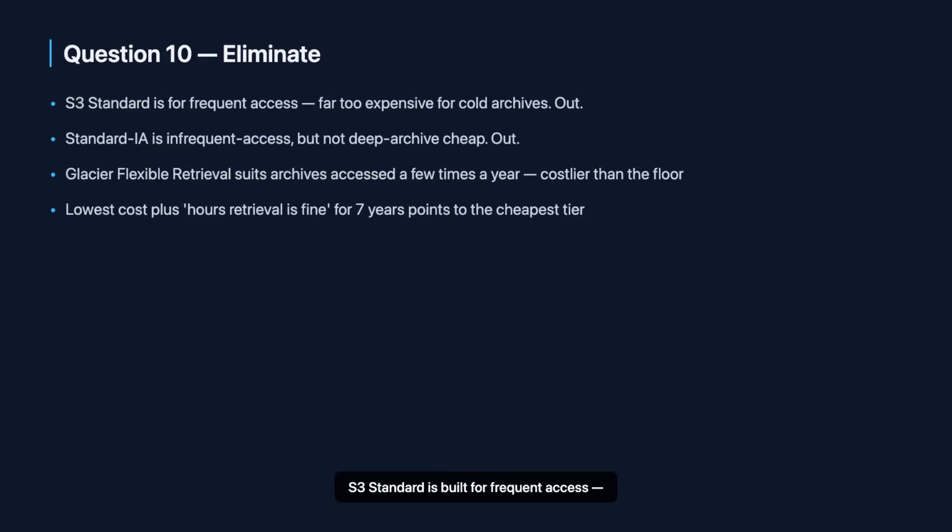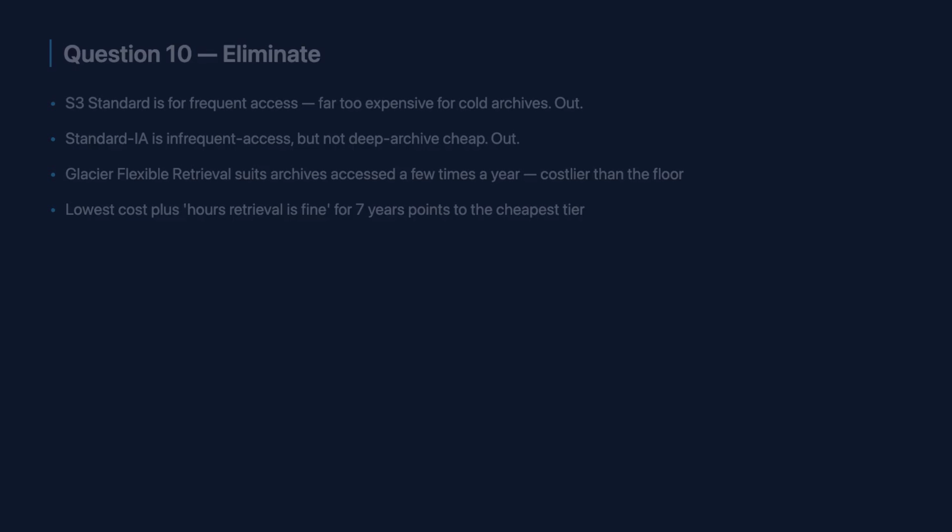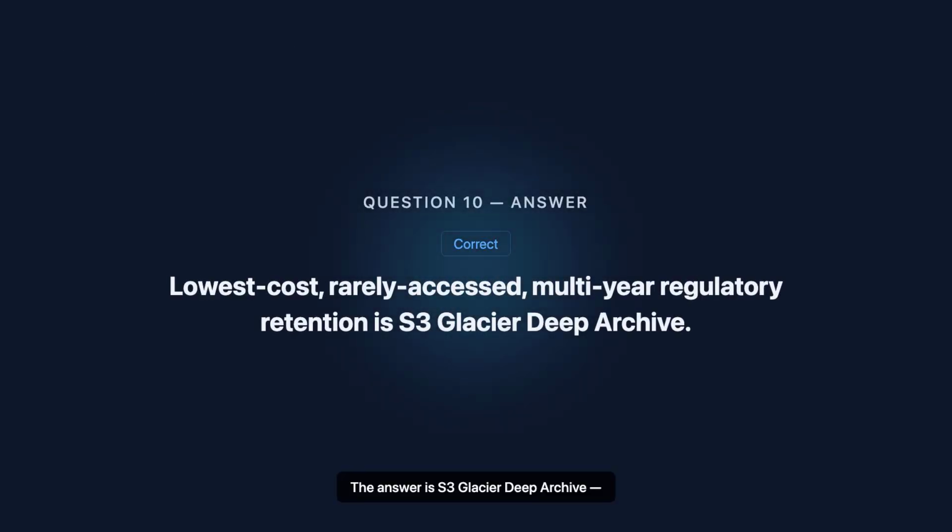Eliminate. S3 Standard is built for frequent access, far too expensive for a cold 7-year archive. Out. Standard Infrequent Access is cheaper, but it's for data you still occasionally pull back, not deep archive cheap. Out. Glacier Flexible Retrieval suits archives accessed maybe a few times a year, and it costs more than the absolute floor. Lowest cost, plus the fact that hours of retrieval is acceptable for 7 years, points to the cheapest tier of all. The answer is S3 Glacier Deep Archive, the lowest cost storage class, roughly $1 per terabyte per month.